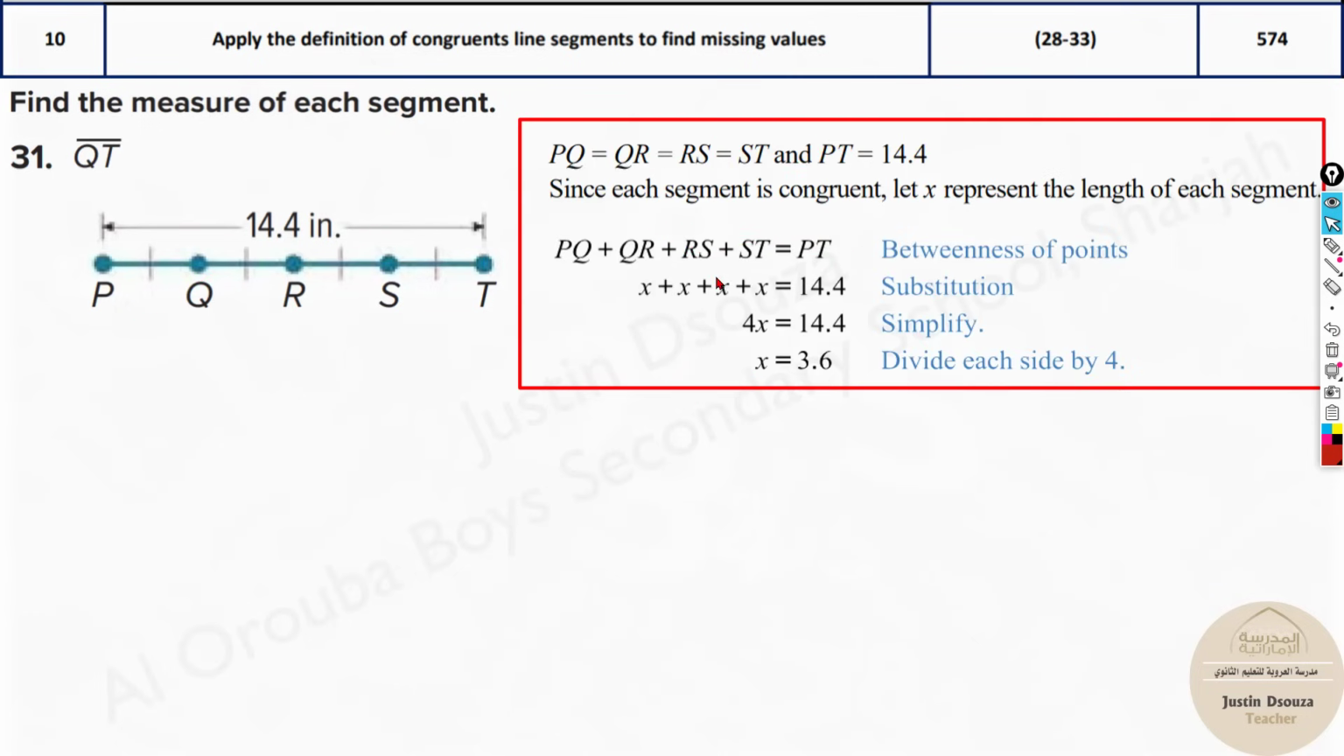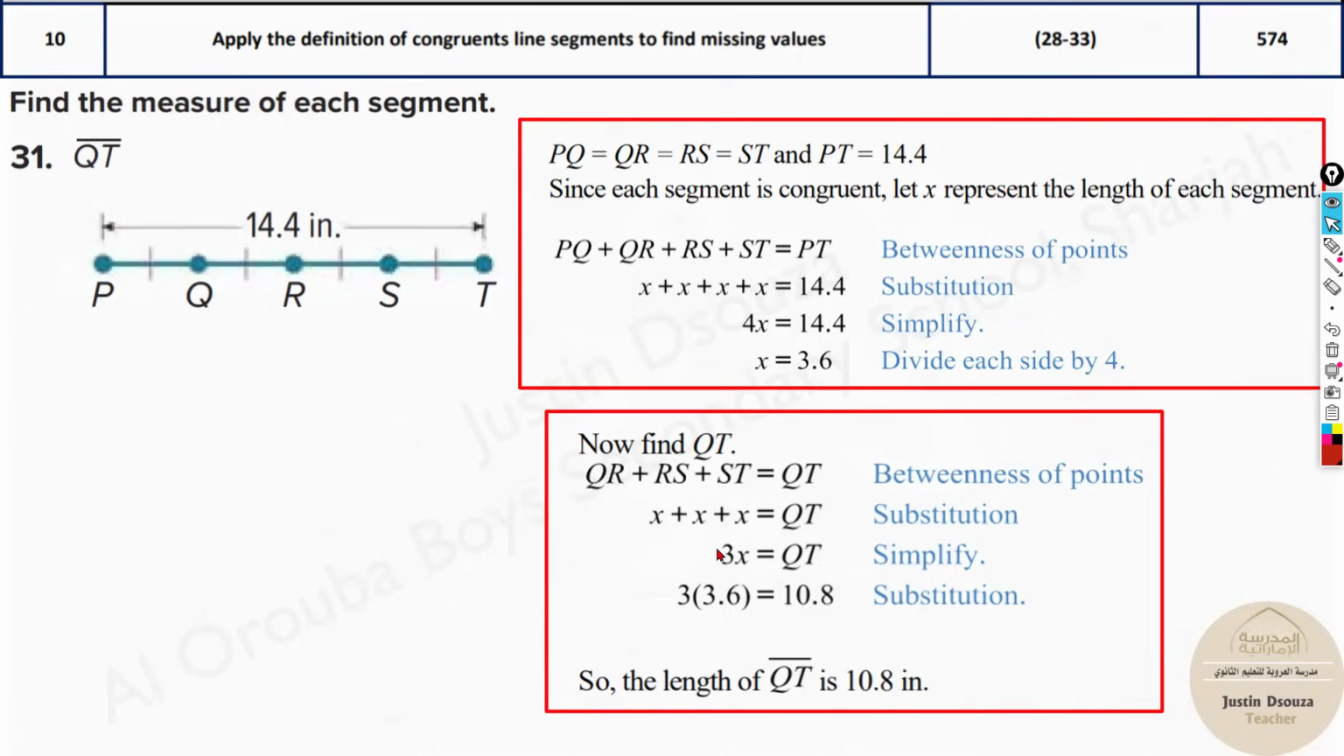Over here, see, first you find x, that is 3.6. This value, the total length 14.4 divided by 4, is 3.6. Multiply 3.6 times 3 and you will get the answer 10.8. That is from Q to T.